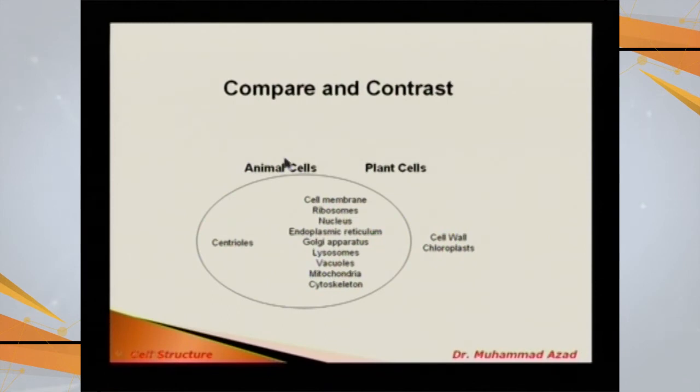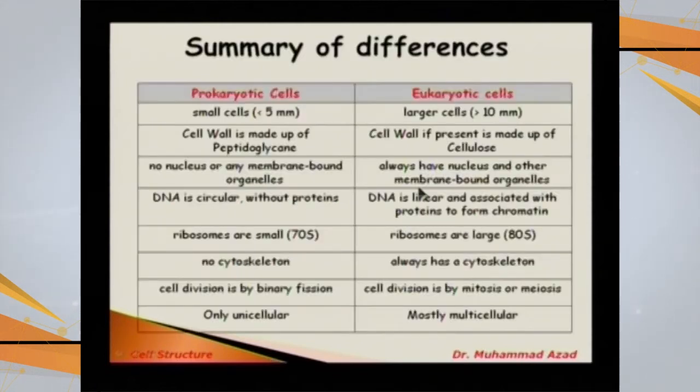Just looking at the difference between animal and plant cells, there are some common components, that is the cell membrane, ribosome, nucleus and all of these. Centriole is present only in animal cells, not in plant cells, while the cell wall and chloroplast are present only in plant cells, not in animal cells.